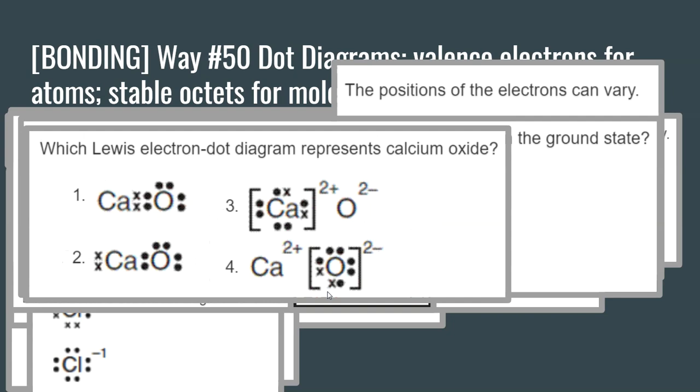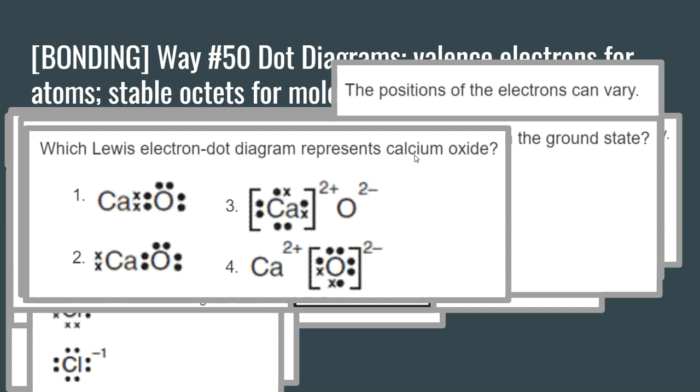Which Lewis electron dot diagram represents calcium oxide? Because calcium oxide is a metal combined with a nonmetal, you should note that this is an ionic compound. So any answer that does not show brackets or charged particles has to be incorrect. So we can eliminate answer choices 1 and 2. So it's between 3 and 4.